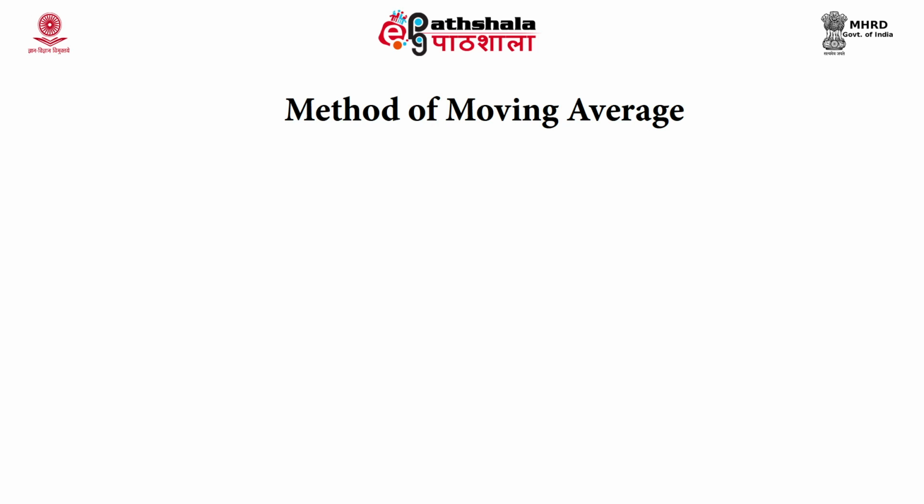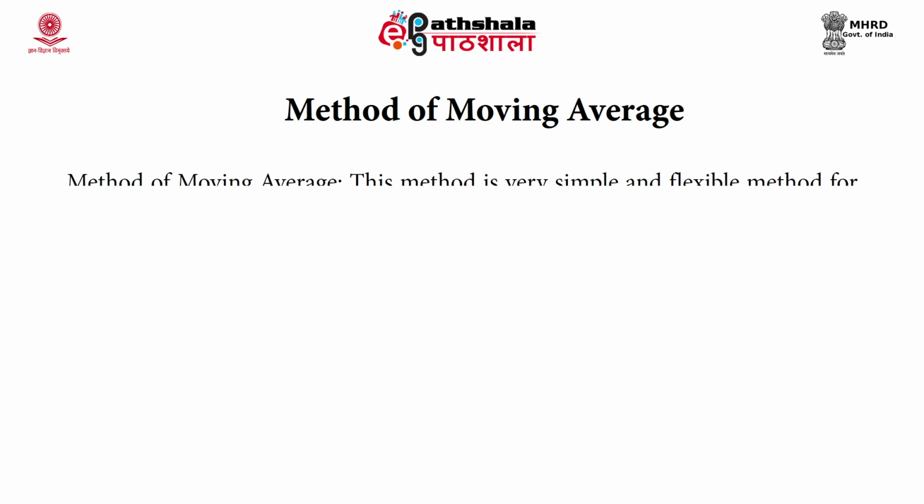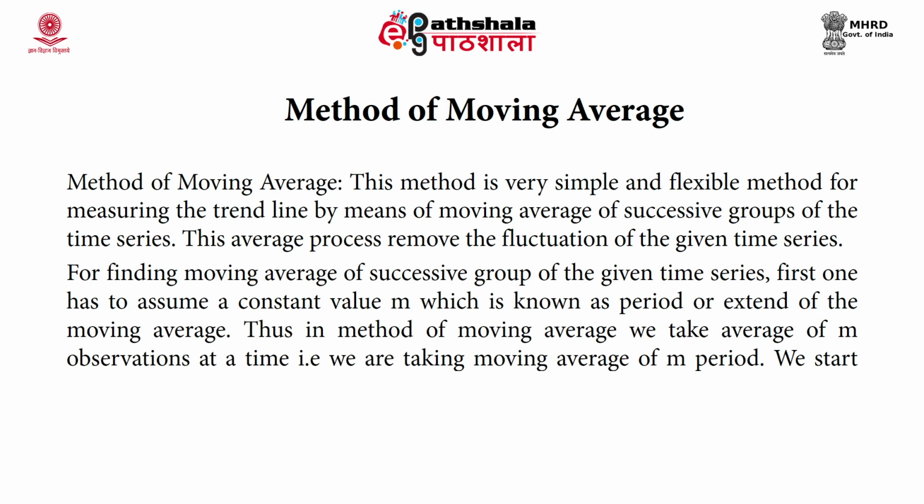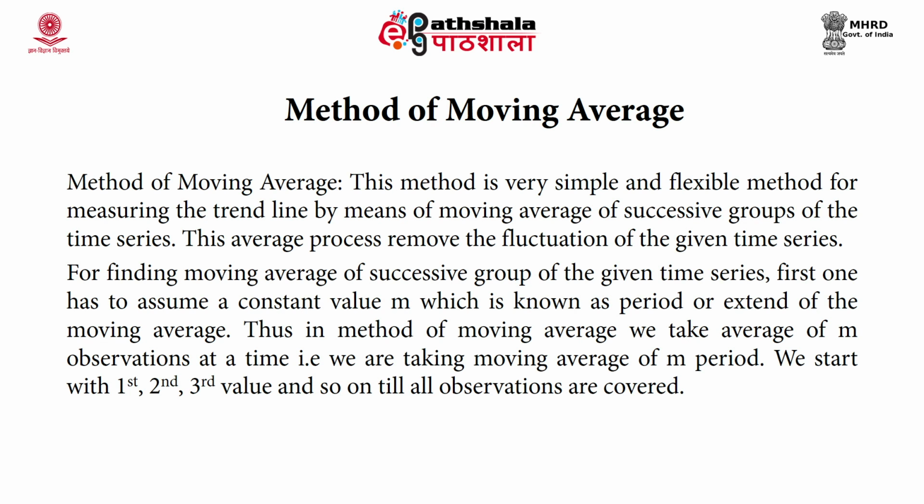Now, the method of moving averages is a very simple and flexible method for measuring the trend line by means of moving averages of successive groups of the time series. This averaging process removes the fluctuation of the given time series.